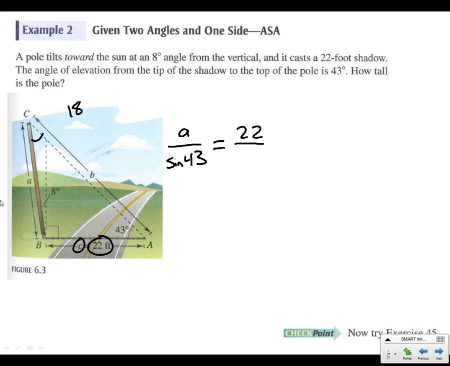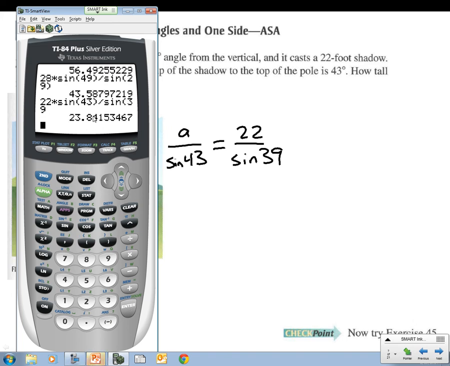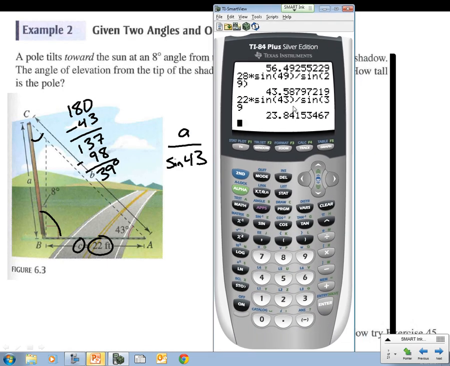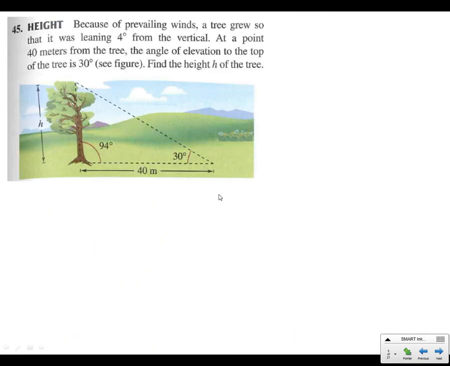All right, so we're going to have to say 180 minus 43 gets us 137. And let's then take away the 98 from here. So that's 137 minus 98 is 39 degrees. So this will be sine of 39. And let's plug this into our calculator. So we've got 22 times sine of 43 divided by the sine of 39. 23.84. So that's how tall our telephone pole is. Yep, that's how tall the pole would be. 23.84 feet. All right, so try exercise 45.